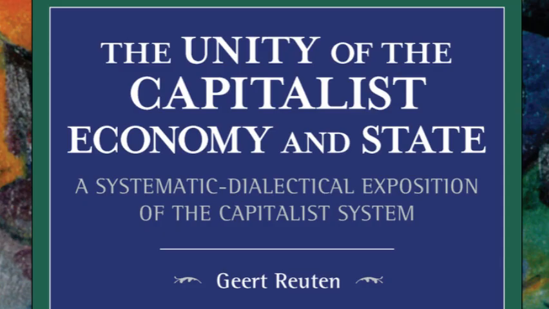Part 3 is titled The International Capitalist System, and Chapter 11 is titled The International Capitalist System. Part 4 of the book is Summary and Additions. Chapter 12, general summary and conclusions. Chapter 13, synopsis of the moments of, quote, the unity of the capitalist economy and state, end quote. Chapter 14 is titled An Outline of Systematic Dialectics, general appendix, a systematic dialectical method for the investigation and exposition of the capitalist system.